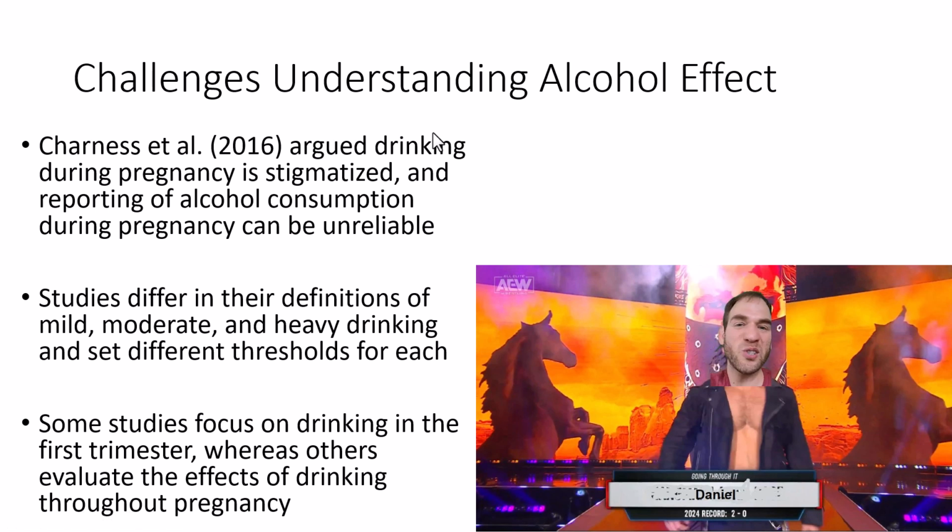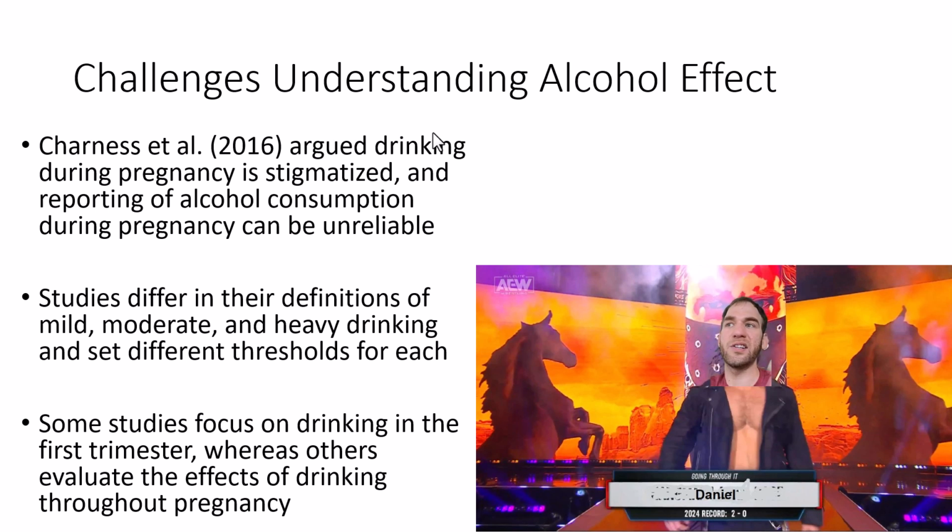Well, there are different arguments for why we have contradictory findings. Charnas in 2016 argued drinking during pregnancy is stigmatized and reports of alcohol consumption during pregnancy could be unreliable. So maybe our data is a little bit questionable. Studies differ in their definitions of mild, moderate, and heavy drinking and set different thresholds for each. Some studies focus on drinking in the first trimester, whereas others evaluate the effects of drinking throughout pregnancy. So we could have issues with reporting the correct rates of drinking. Maybe a mother who is drinking reports that they're not drinking, so they get sorted into the not drinking group.